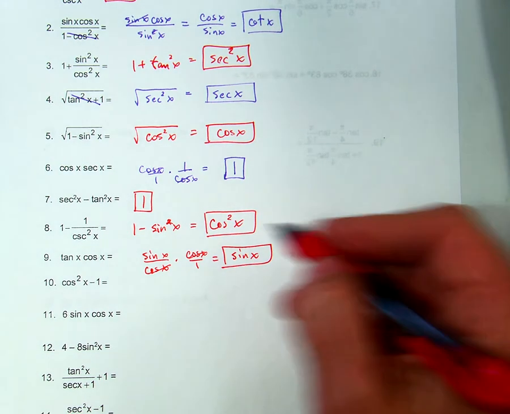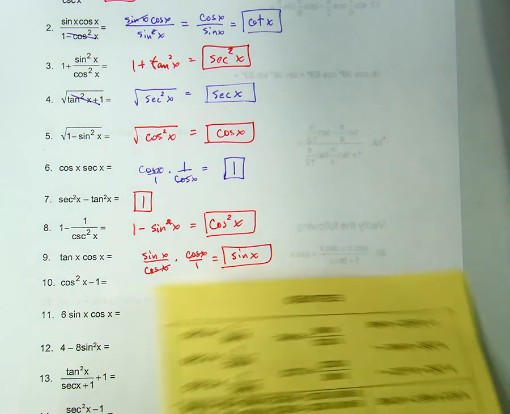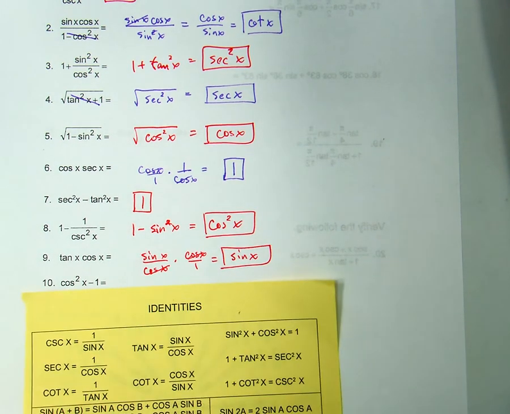Okay, forgive me, I haven't been changing colors here. So if we go back to number 10 here, we've got cosine squared x minus 1. And I like to look at this, just kind of give you a visual here.